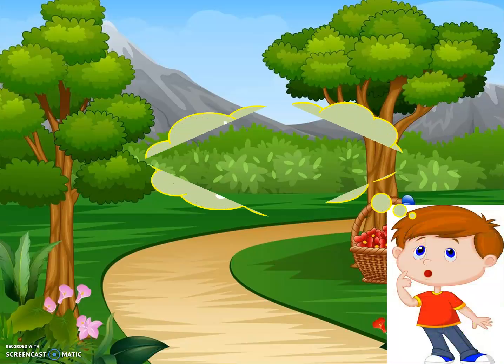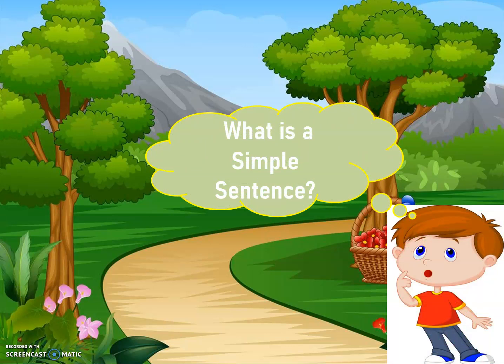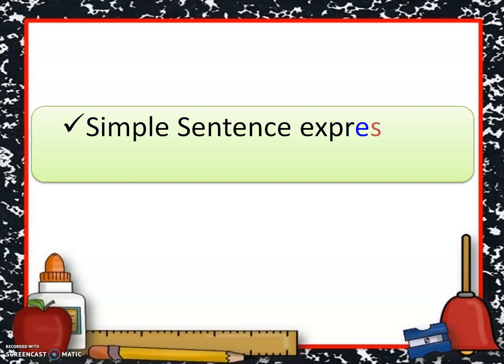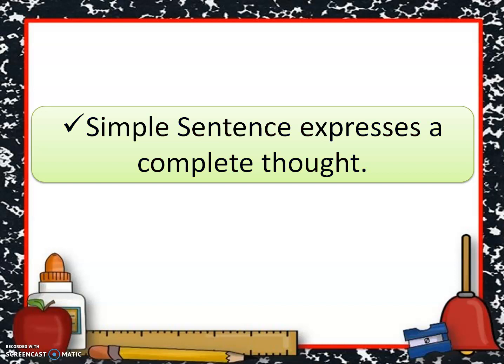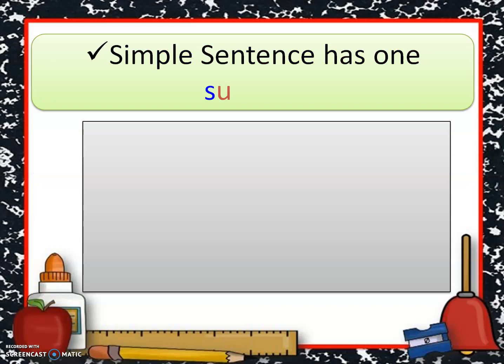So, what is a simple sentence? When we say simple sentence, this expresses a complete thought. And in order for a sentence to express a complete thought, there should be a subject and a predicate. But when we talk about simple sentence, it only contains one subject. Again, simple sentence has one subject only. When we say subject, it is the one being talked about in the sentence or the topic in the sentence.